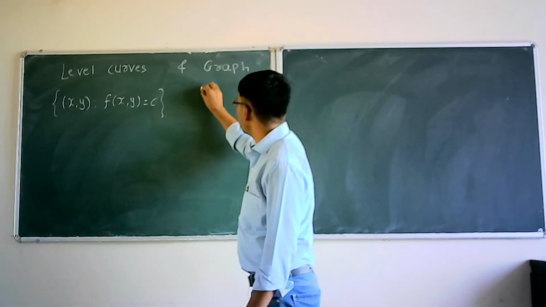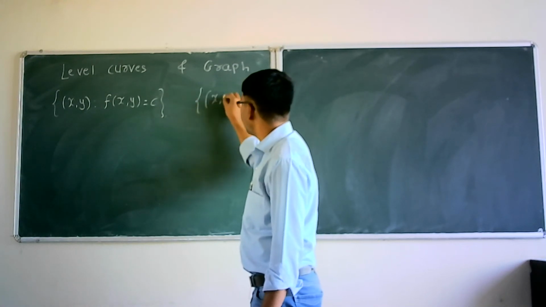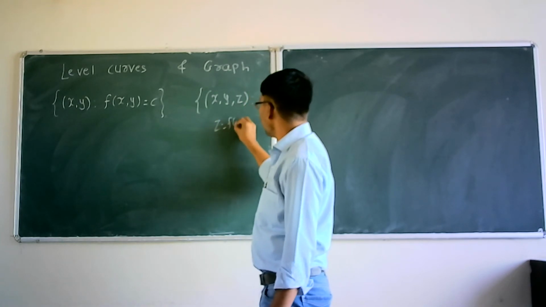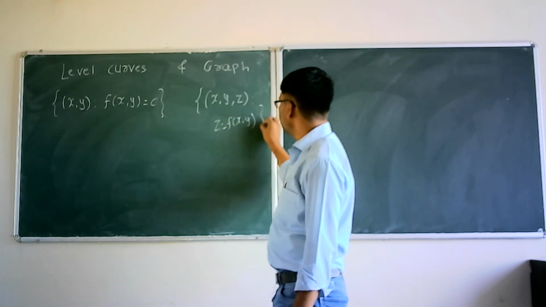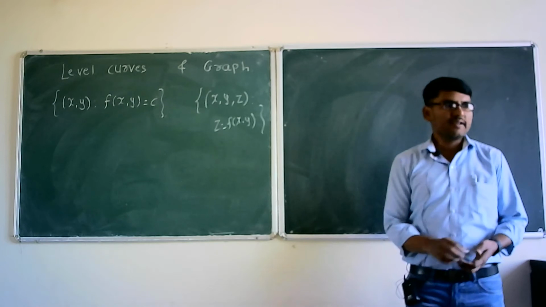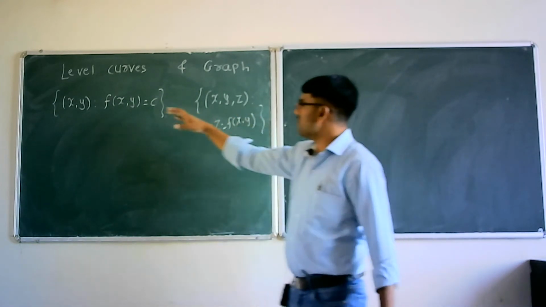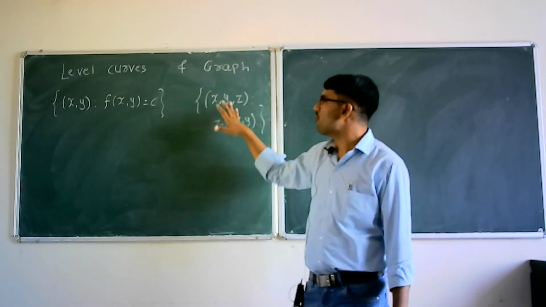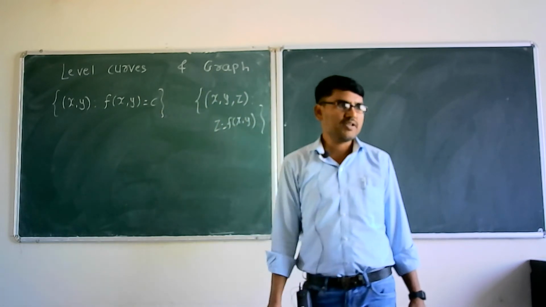And what is the graph? Graph is nothing but the collection of triplets x, y, z, where z is equal to f of x, y. म्हणजे why are we going to take a level curve? Because by using a level curve we can easily identify what will be our graph in 3-dimensional space.